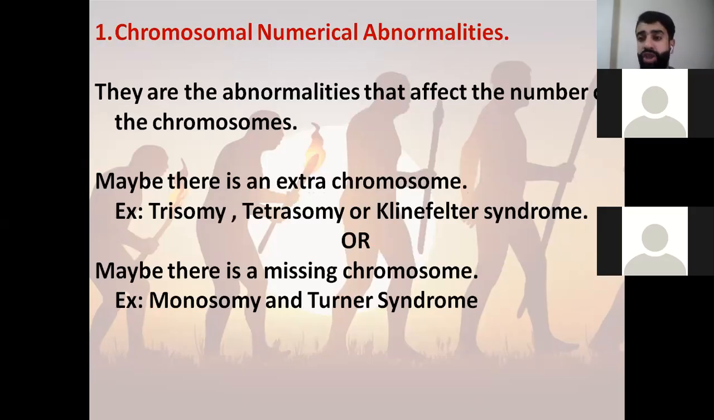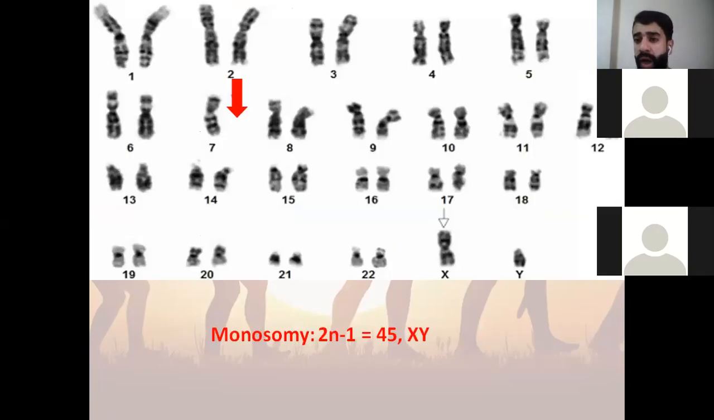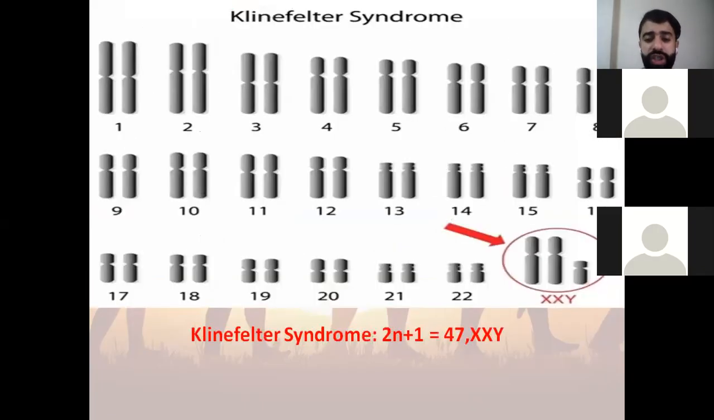Chromosomal abnormalities, as we said before, are classified as either numerical or structural. Numerical: either we have an additional chromosome or a missing chromosome. If we have an additional one, it will be 2n plus 1 equals 47. If we have a missing chromosome, 2n minus 1 equals 45. So this depends on what?